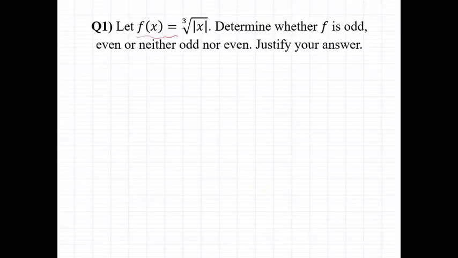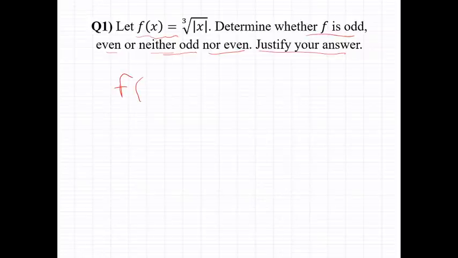Let f of x equal the cube root of the absolute value of x. Determine whether f is odd, even, or neither. Justify your answer. So in this question, we have to decide whether it is even or odd.